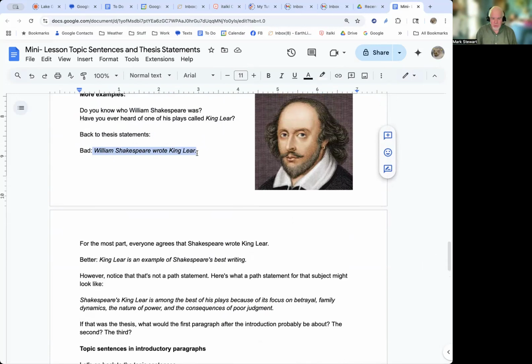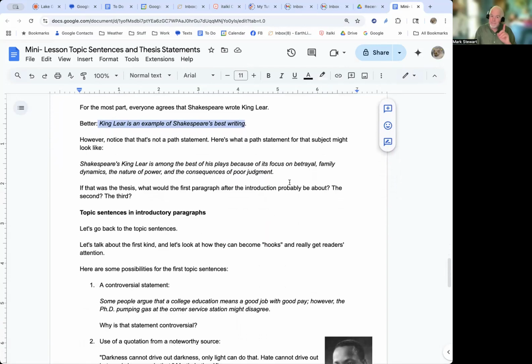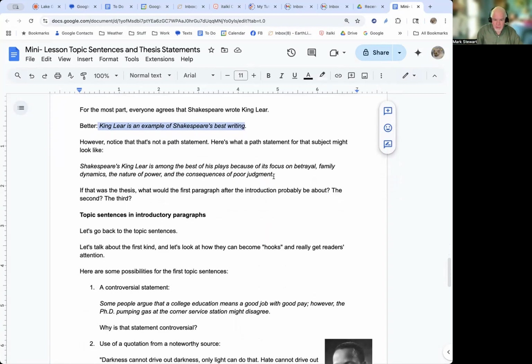A bad version is William Shakespeare wrote King Lear. I realize it sounds kind of like an argument, but it's not because it's too close to water is wet. Although there are a few people who say, well, maybe he didn't write all of it. Most people believe he did, right? So that's not going to work as a thesis statement. A better one would be King Lear is an example of Shakespeare's best writing, but that's not a path statement. You have an argument, but you don't have the premises. So here's another way we could do that.